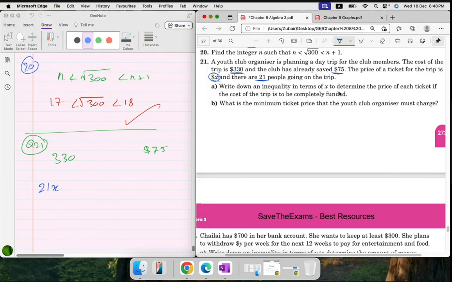Write down an inequality in terms of X to determine the price of each ticket. The price of ticket for the trip is, wait a minute, that's clearly a number. A youth club organizer is planning a day trip for the club members. The cost of the trip is $330. Okay, $330. So basically, this should be less than equal to $330. The cost of the trip is $330, and the cost per head is X, and there are 21 members. So this should be the inequality. Write down the inequality in terms of X to determine the price of each ticket. If the cost of the ticket is completely funded, then it says what is the minimum ticket price that the youth club organizer must charge. And the club has already saved $75.